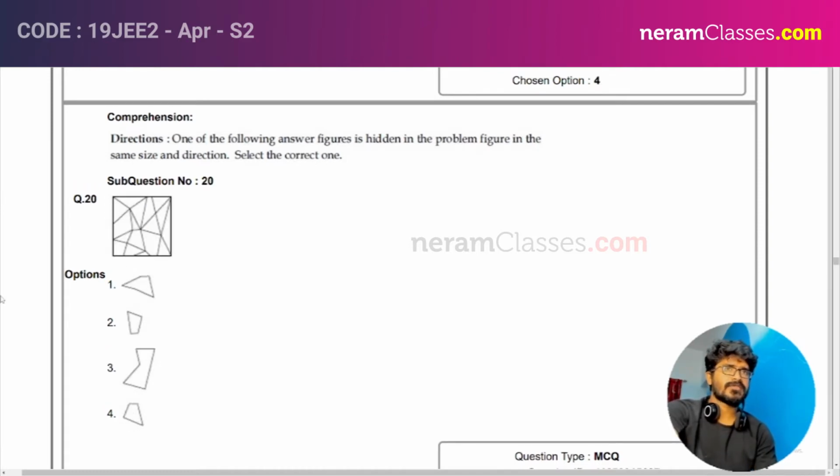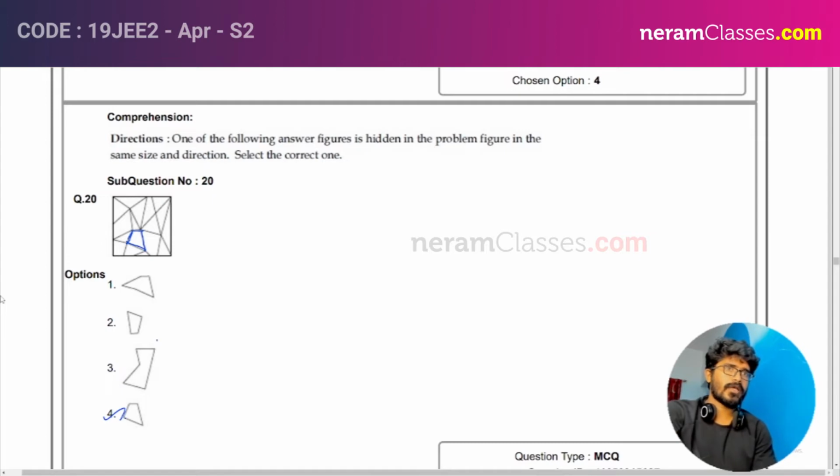Question number 20 is, we need to find out which one of the following options is hidden inside this composition. So here you can see option 4 is the right answer. This option is right here. It's in the same size and same direction. You need to confirm other options also, but I checked it already.